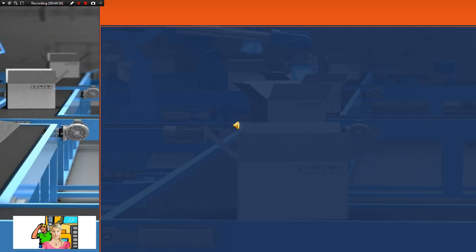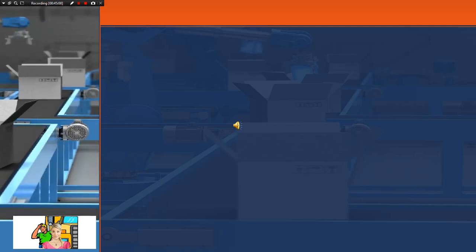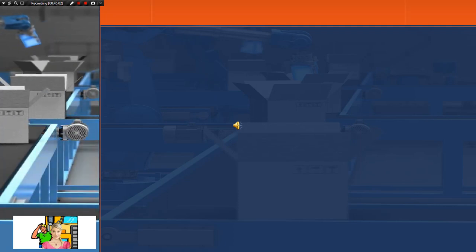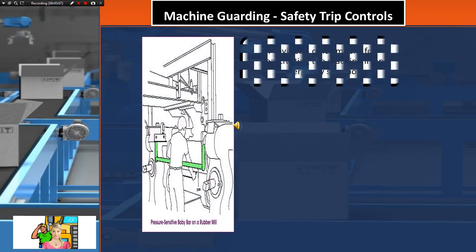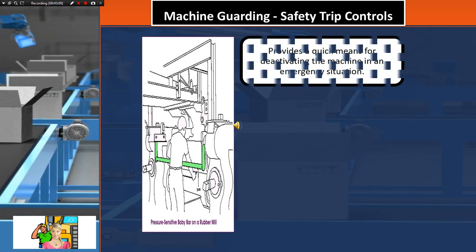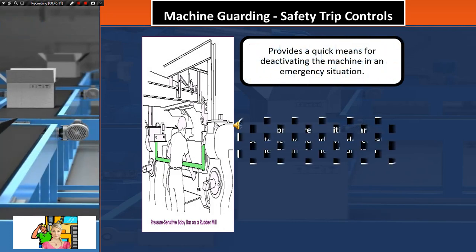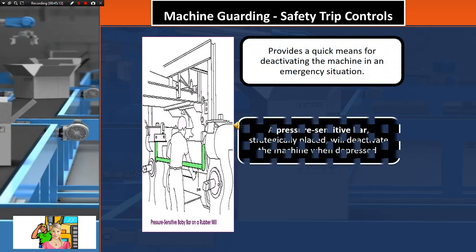Machine guarding, safety trip controls. They provide a quick means for deactivating the machine in an emergency situation. A pressure-sensitive bar, strategically placed, will deactivate the machine when depressed. Safety tripwire cables may also be located around the perimeter or near the danger area.